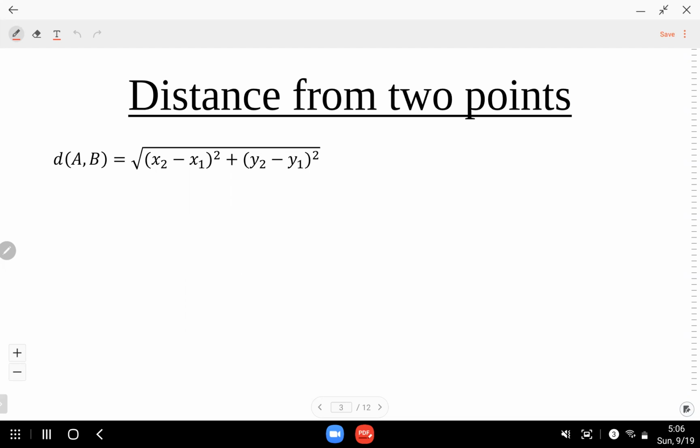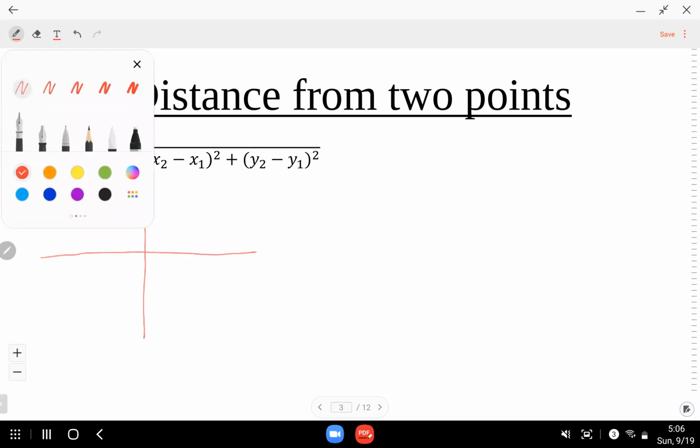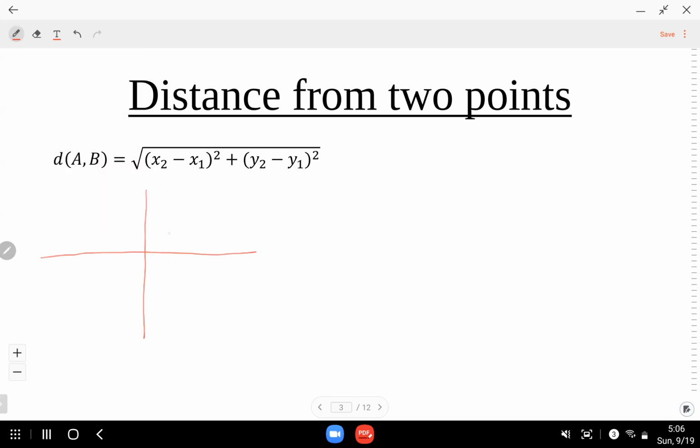All right, so how do we find the distance between 2 points A and B? Okay, so let's say we have A here and B here. And we're trying to find the distance between them, which is going to be this. Okay, how do we find the distance? What we need to do is we need to use the Pythagorean theorem to find the distance between these 2 points.